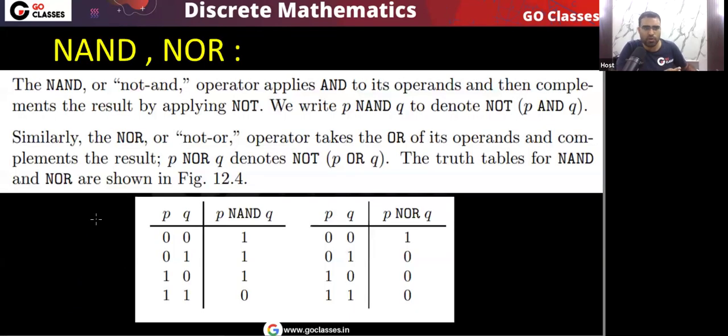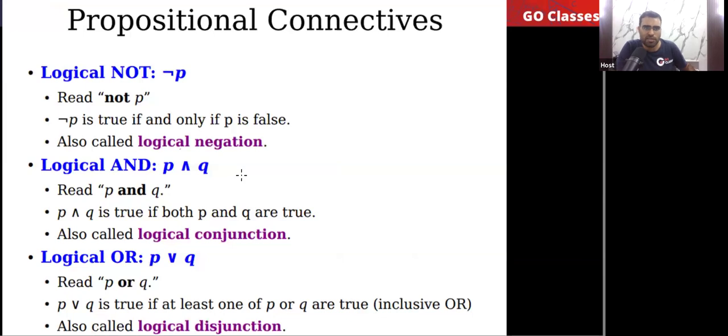So we have seen NAND and NOR. We have seen P NAND Q and P NOR Q. NAND means negation of and. NOR means negation of or. Very simple. Okay, let's move on now. So far we have seen negation, conjunction, and disjunction. Now let's move on. We have also seen exclusive or, and NAND and NOR.